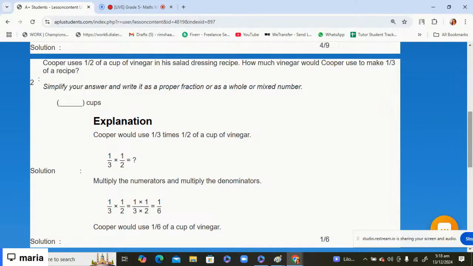Tell me the answer in the chat. What's the answer for this? Everyone tell me in the chat. So 1 times 1 is 1 and 2 times 3 is 6. Okay? Top numbers multiply with each other and the bottom, or denominators you can say, multiply with each other. Okay? So this is 1 by 6.